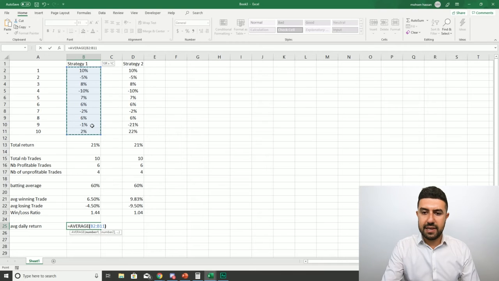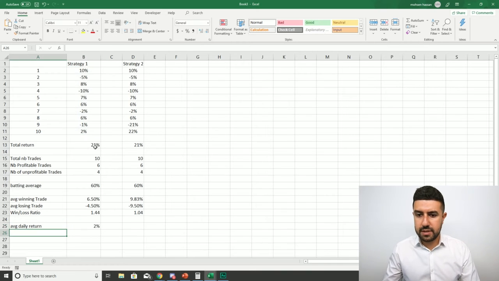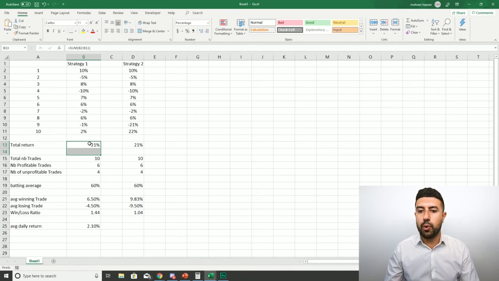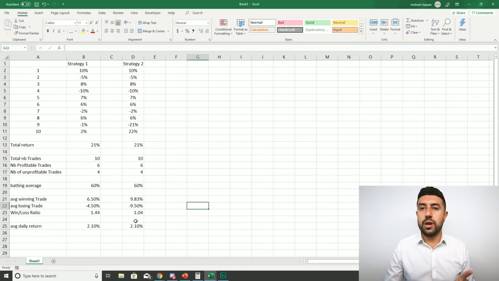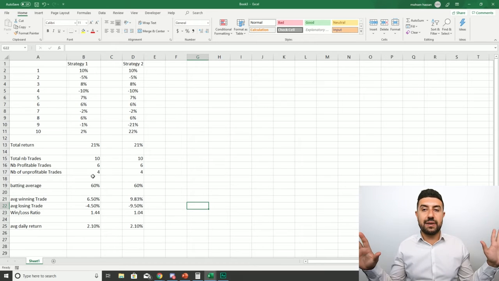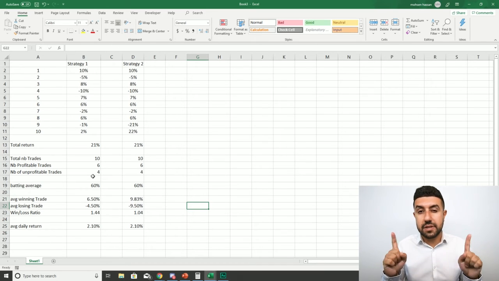I can already tell that the average is going to be 2.1% because the total return is 21% and we have 10 trades, so it's 21 divided by 10, 2.1. And here the average return is going to be the same thing. Now already I see that these two strategies give me exact same returns, but the volatility is not the same.